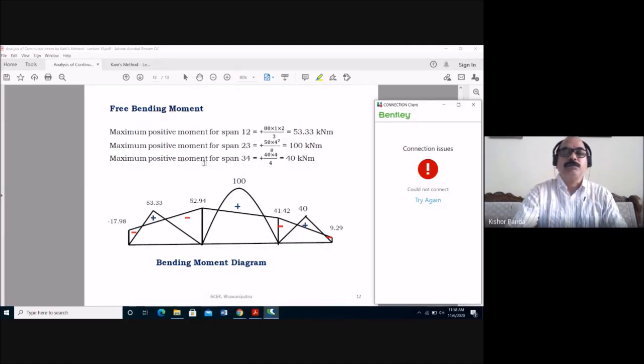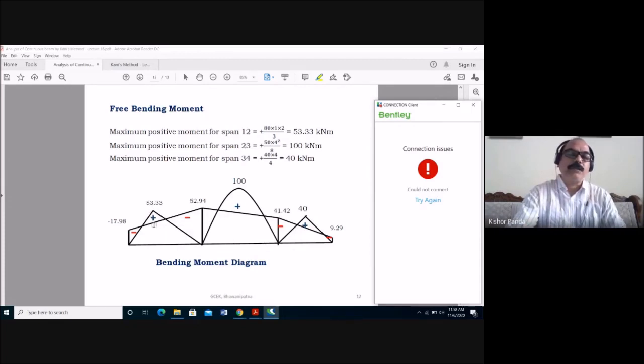And the maximum positive moment for span 3-4, here we have a point load at the midpoint. So what is the positive moment? WL by 4, that is 40 into 4 by 4. So these are the positive moments. This portion is cancelled, and this is the remaining bending moment diagram. Negative, positive, negative, positive, negative, positive. So this is the final bending moment diagram.